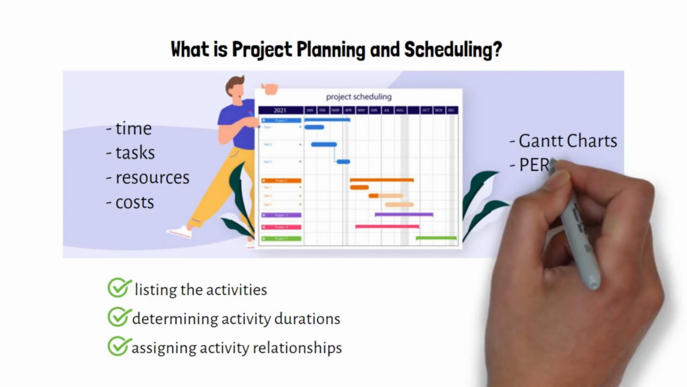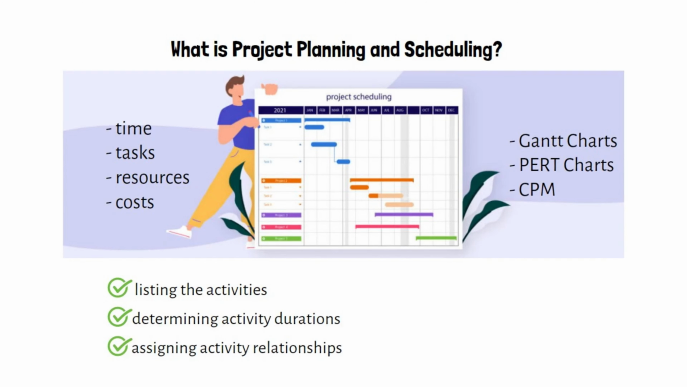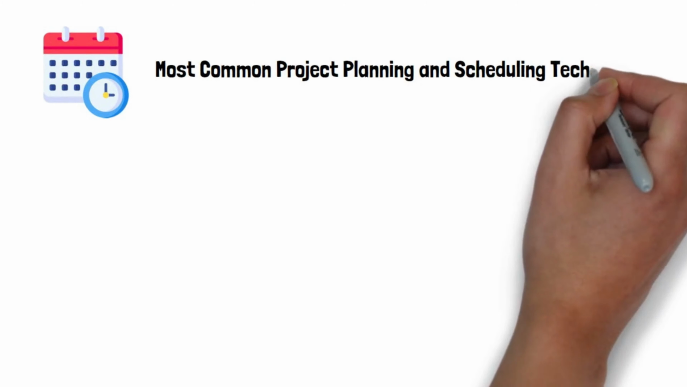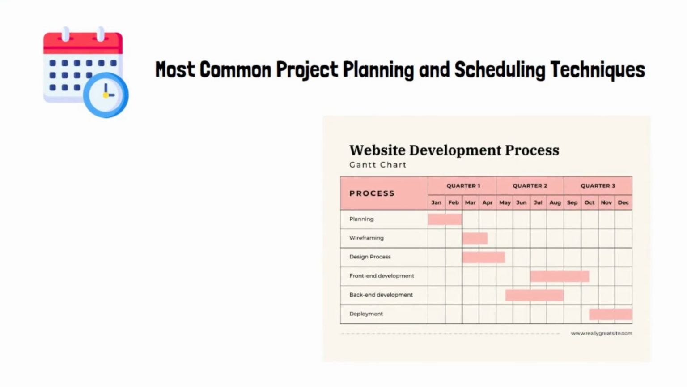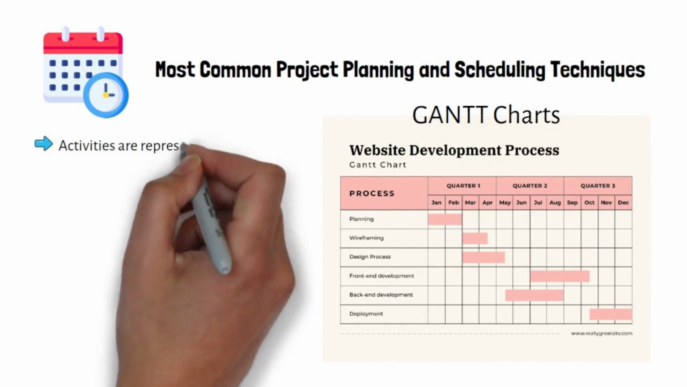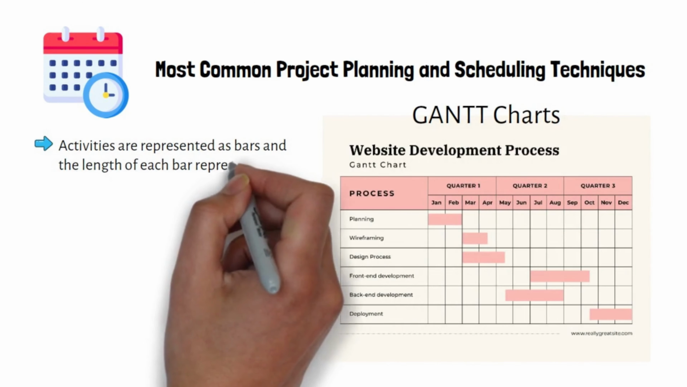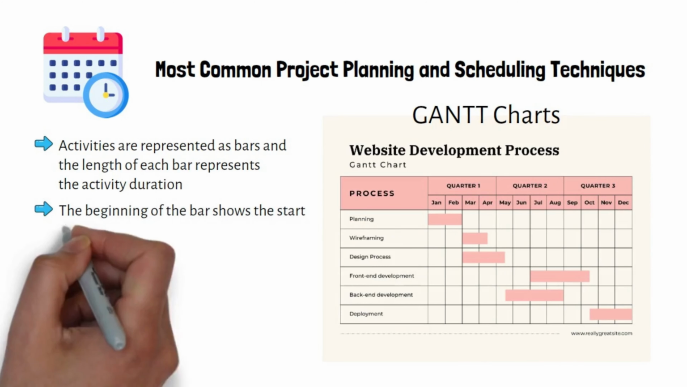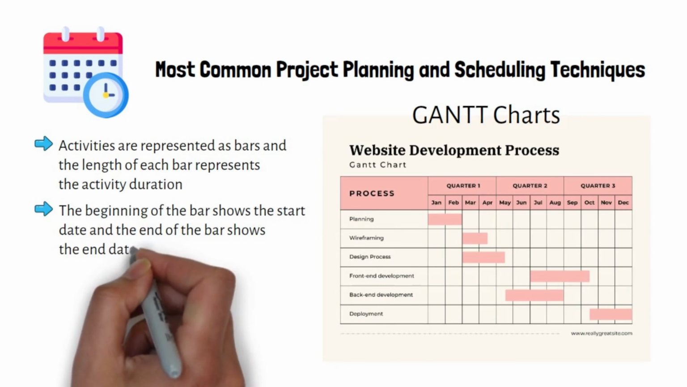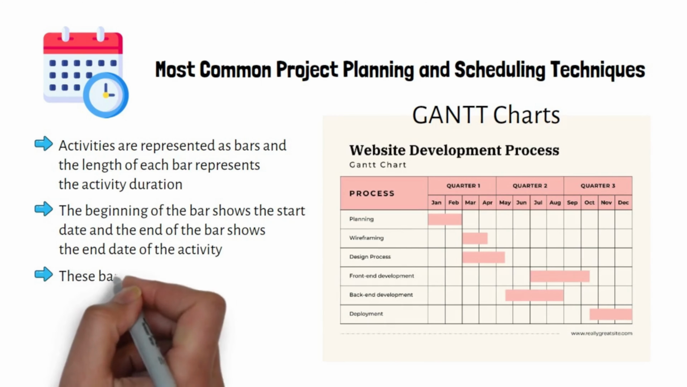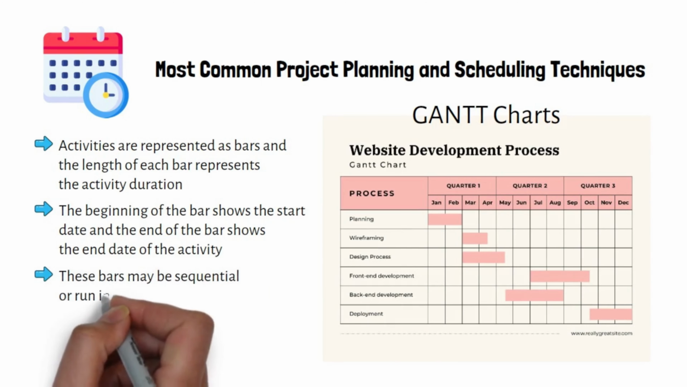Gantt charts, PERT charts, and CPM are the most common project planning and scheduling techniques and methods used for creating work schedules. Most common project planning and scheduling techniques. Gantt charts. Gantt charts are also known as bar charts. Activities are represented as bars and the length of each bar represents the activity duration. The beginning of the bar shows the start date and the end of the bar shows the end date of the activity. Depending on the project execution plan and resource availability, these bars may be sequential or run in parallel.